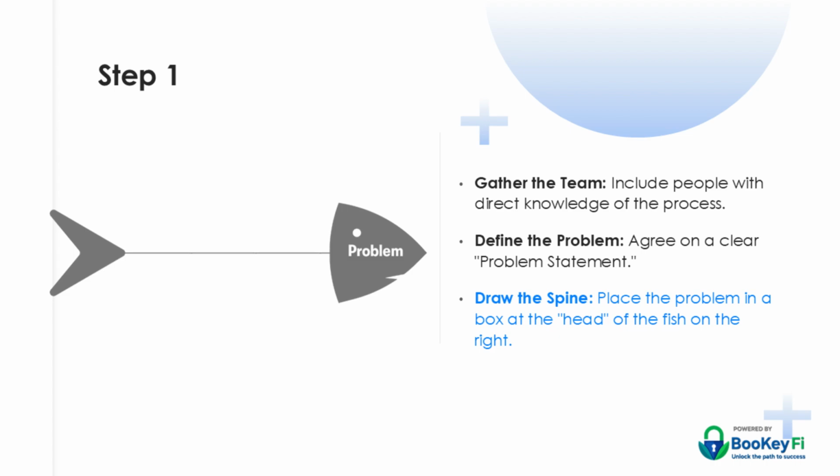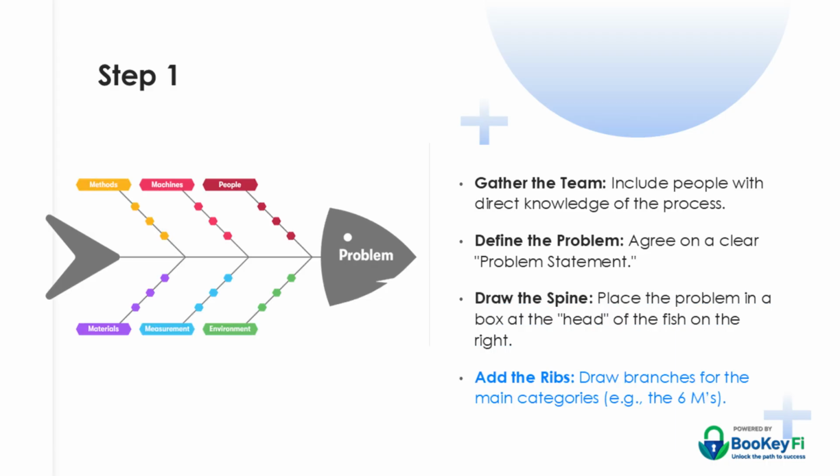Draw the spine. Draw a long horizontal arrow across your board. This is the spine. At the tip of the arrow, draw a box and write your problem statement inside. This box is the head of the fish and represents the final effect you want to solve. Add the ribs. Now, draw diagonal lines branching off the spine like the ribs of a skeleton. Label each rib with your chosen categories, such as the 6Ms. These branches provide the structure for your upcoming brainstorming session.